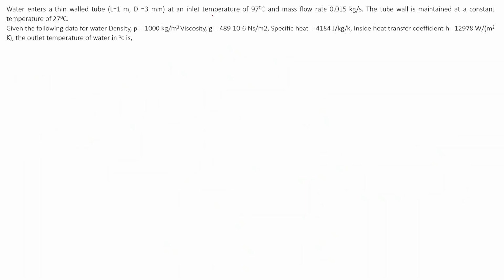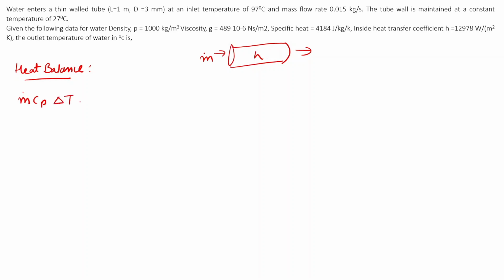I will be using this to find my heat exchange. For the given tube, we have the mass flow rate and the heat transfer coefficient. So we can write the heat balance as m dot Cp delta T is equal to U A LMTD. The mass flow rate we have been given as 0.015 kg per second.